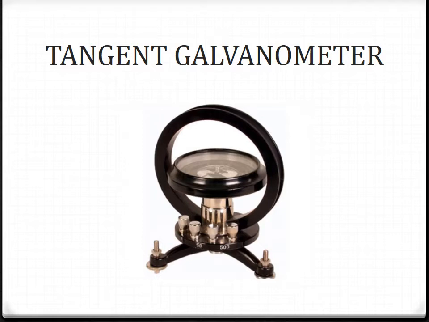In the construction, the tangent galvanometer consists of an upright coil of several turns that is wound on a non-magnetic circular frame. The frame is made up of brass or otherwise wood, which is mounted on a horizontal base table. See in the picture, there are 3 leveling screws.